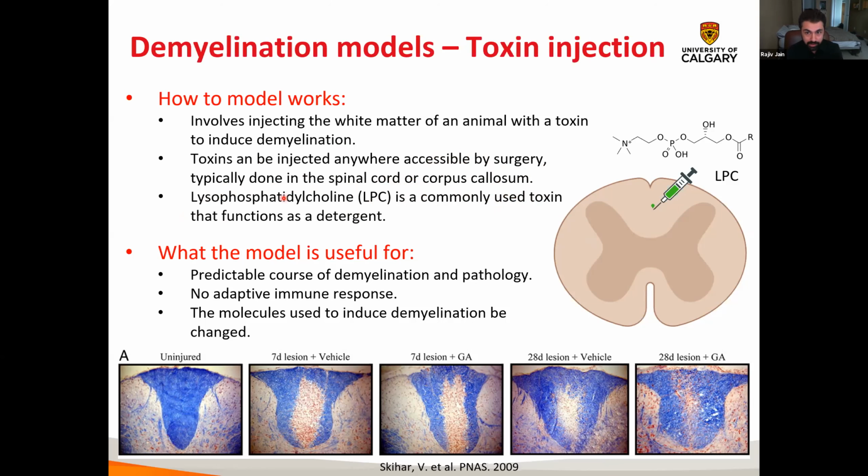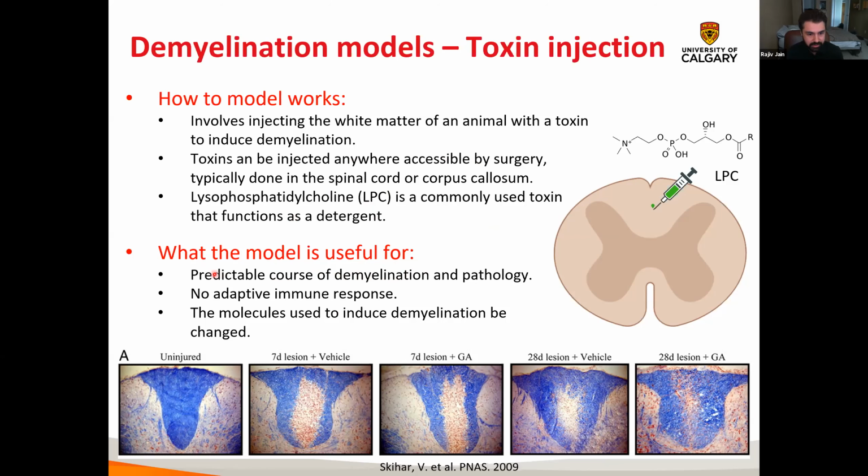A common example used in this model is the lysophosphatidylcholine, or LPC molecule, which when you inject it into the spinal cord, you get a very nice demyelinated lesion. And then if you wait over time, you can get remyelination, where basically LPC works as detergent because it's a lipid and basically destroys the myelin at the site of injection, but then the axons are left somewhat intact and thus can allow for remyelination.